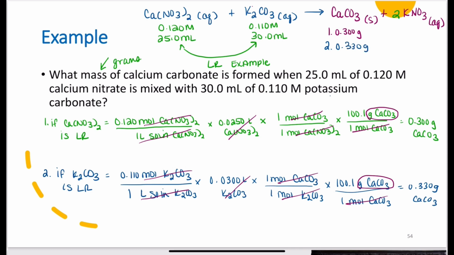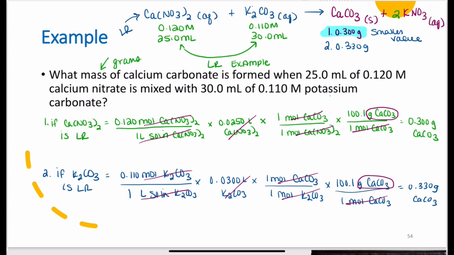So 0.330 grams. Now I compare the two numbers and I say which one's bigger, or which one's smaller. Sorry, I apologize, which one's smaller. 0.300 grams is a smaller value. That's the most I can make. That also tells me that calcium nitrate was my limiting reactant. It's going to make the smallest amount of it. So calcium nitrate is my limiting reactant. We can form 0.300 grams of calcium carbonate under these conditions.